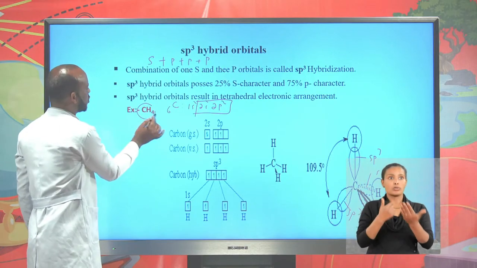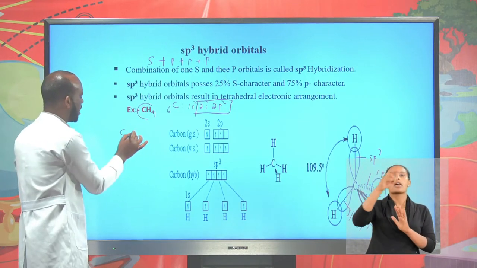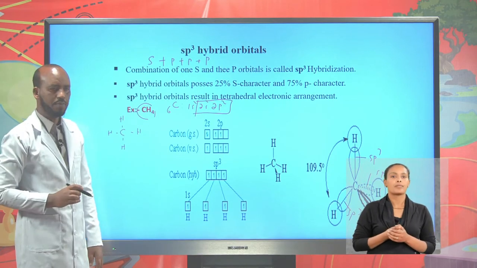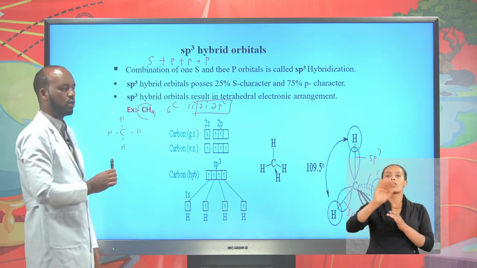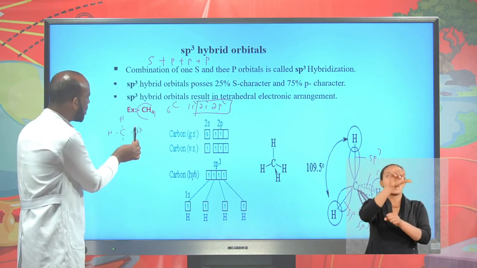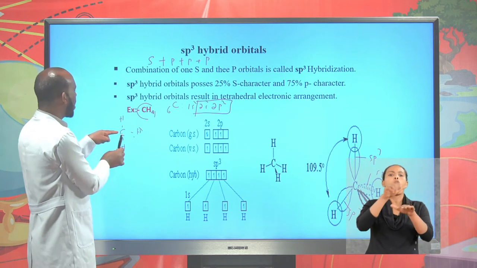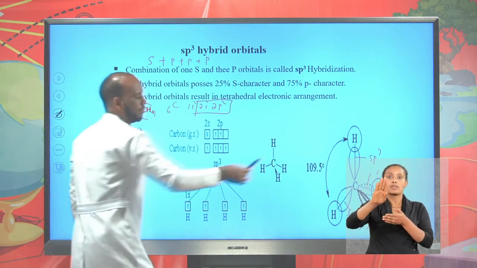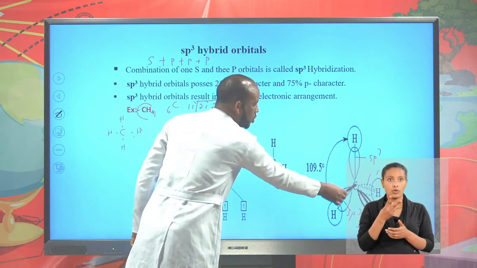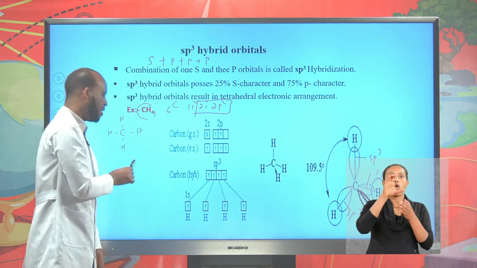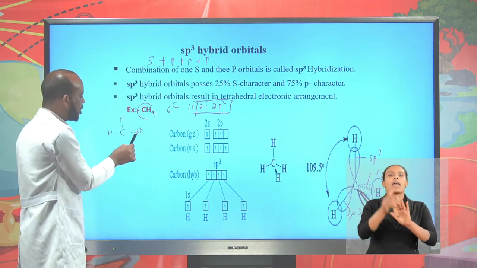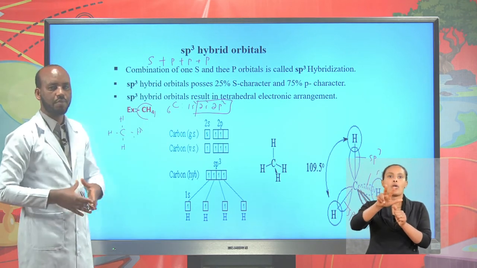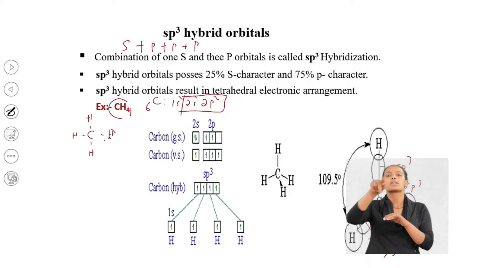Now this is the Lewis structure of methane, CH4, carbon, hydrogen, hydrogen, H. You see? Now this covalent bond is formed when the half-filled s atomic orbital of hydrogen overlaps with a half-filled sp3 hybrid orbital of carbon. You see, all these covalent bonds are formed when the s atomic orbital of each hydrogen overlaps with sp3 hybrid orbitals of carbon. This is sp3 hybridization.